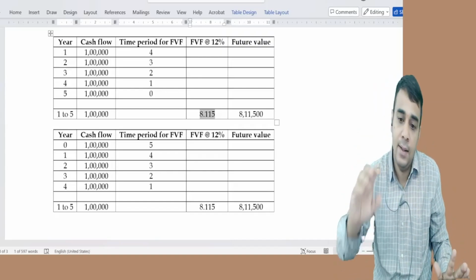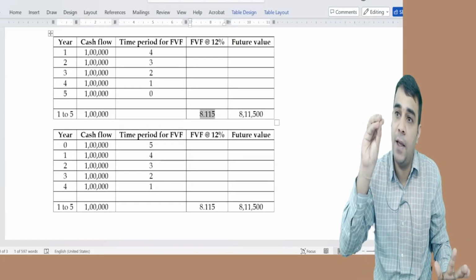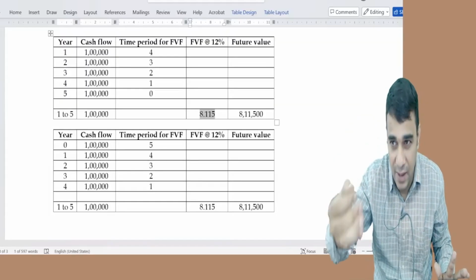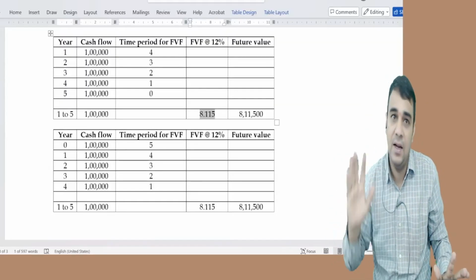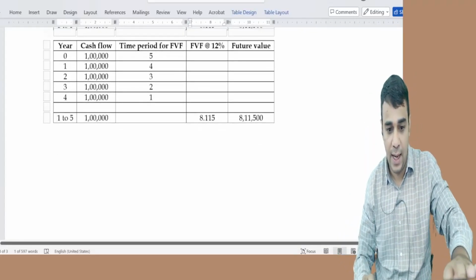I'll repeat again. Cash flow starts immediately: compounding will happen for 5 years, 4 years, 3 years, 2 years, 1 year. Cash flow happens after a year, that is end of first year: then compounding will happen for 4, 3, 2, 1, 0. Now in the calculator, listen.